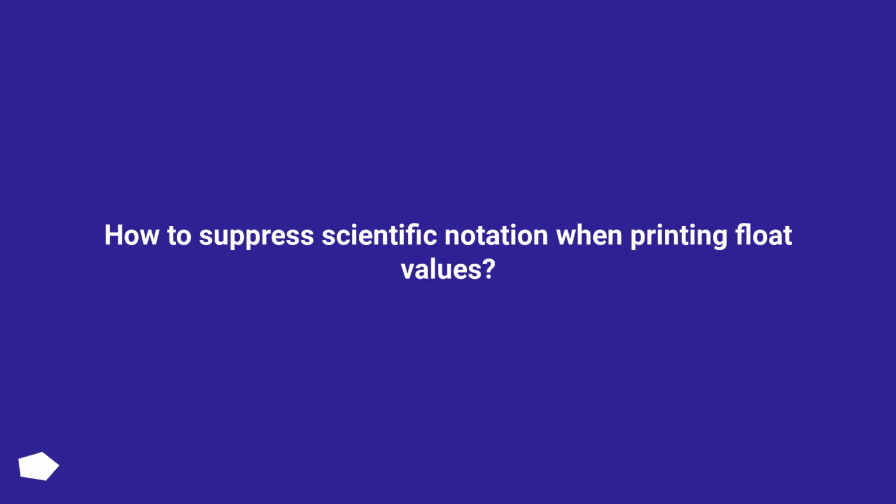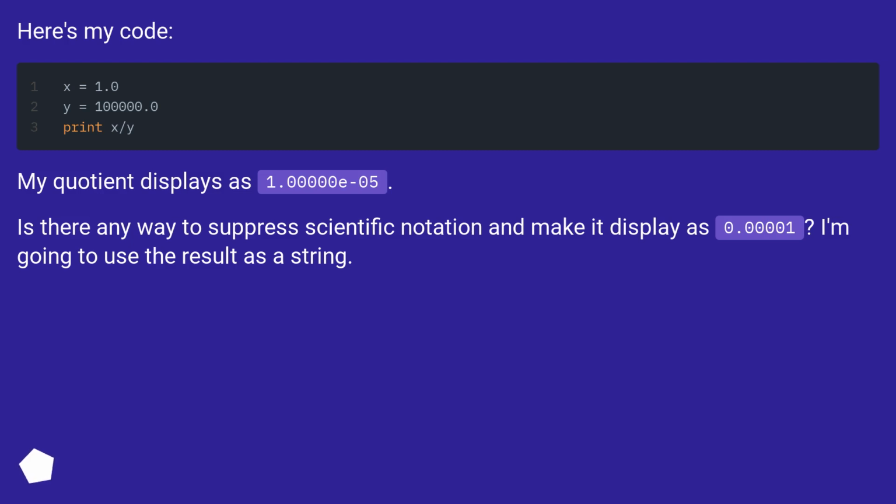How to suppress scientific notation when printing float values. Here's my code. My quotient displays as 1.00000E05. Is there any way to suppress scientific notation and make it display as 0.00001? I'm going to use the result as a string.